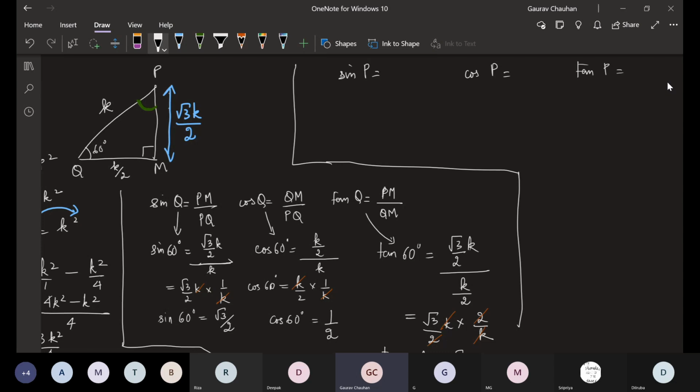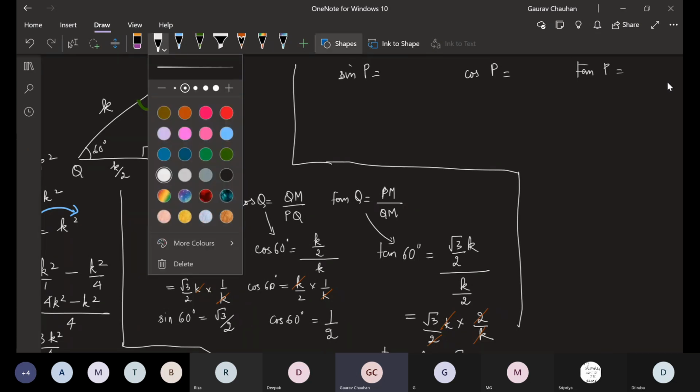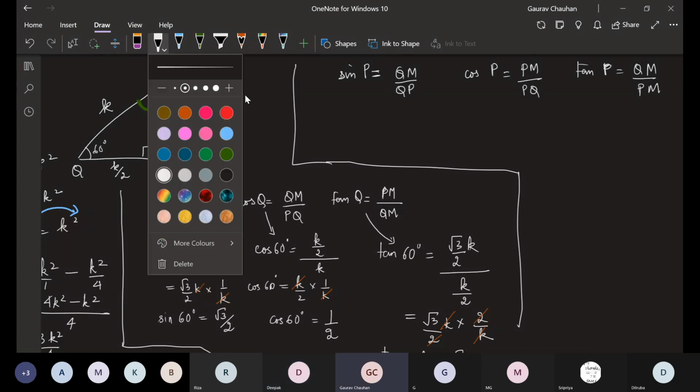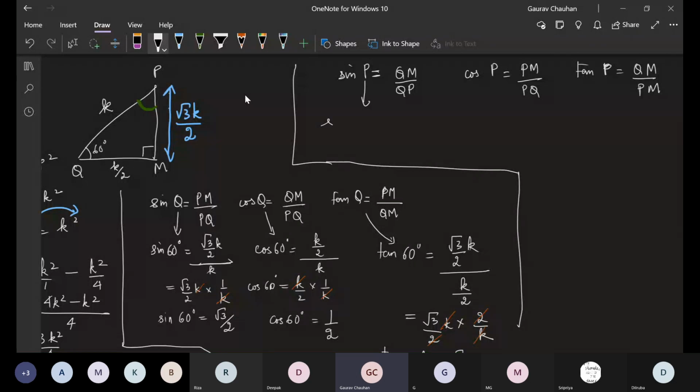I'll go to Deepak. Deepak, tell me quickly. In the interest of time, I'm taking it up with you. Go ahead, Deepak. Tell me sine P. Sir, sine P is QM by QP, sir. P's opposite is here and hypotenuse is the same. So yes, QM by QP. Cos P is? Sir, cos P is PM by PQ. Tan P is? QM by PM. QM by PM. Let's do this quickly now. Okay, Deepak. So in place of P, I can write which angle? Sine?